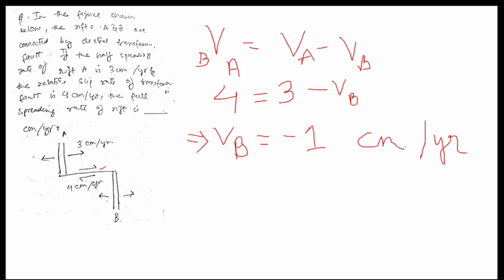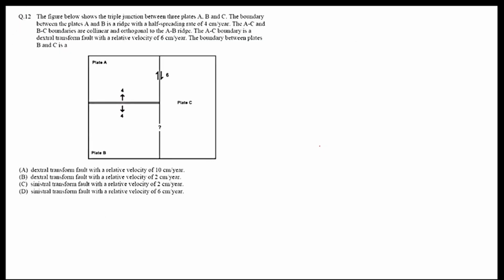So minus sign indicates what? It is sinistral in nature. So negative means what? It is towards the left, and it means that it is sinistral in nature. If it was having a positive sign, then it would have been textural in nature. So spreading rate of rift is 1 centimeter per year with a slip direction towards the left and is sinistral.